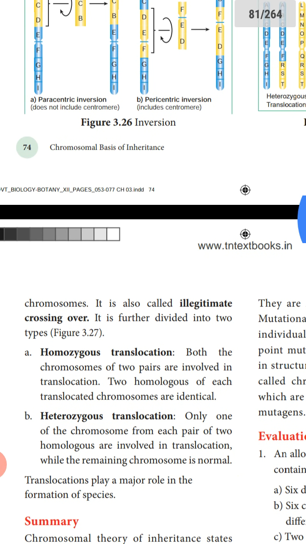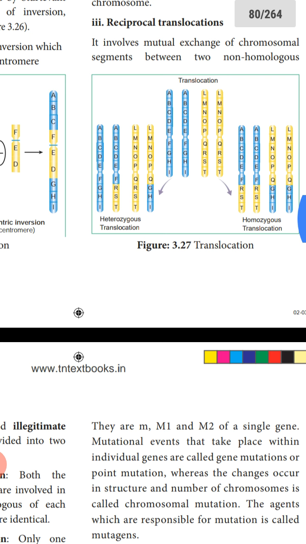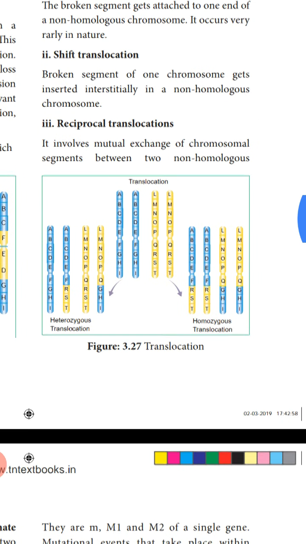It is also called illegitimate crossing over. It is further divided into two types: homozygous translocation and heterozygous translocation. In homozygous translocation, both the chromosomes of the two pairs are involved in the translocation. The two homologues of each translocated chromosome are identical. In heterozygous translocation, only one chromosome from each of the two homologous pairs is involved in translocation while the remaining chromosome is normal. So here you can see, with the help of figure 3.27.